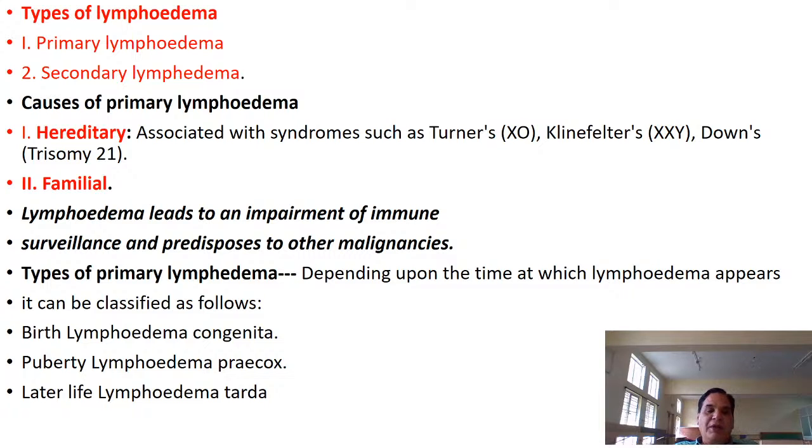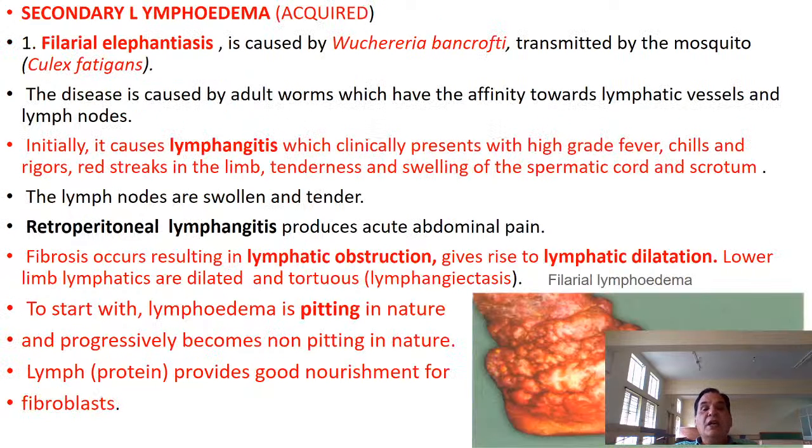So types, again, primary and secondary. Primary lymphedema occurs at a younger age in different congenital conditions related to genetics, such as Turner, Klinefelter's and Down syndrome. Familial, usually it is the impairment of immune surveillance which predisposes to other malignancies. Primary lymphedema at birth is lymphedema congenita; at puberty, lymphedema praecox; later, lymphedema tarda. So we are not dealing much with primary lymphedema. As a surgeon, we are dealing with secondary lymphedema. Secondary lymphedema is an acquired condition.